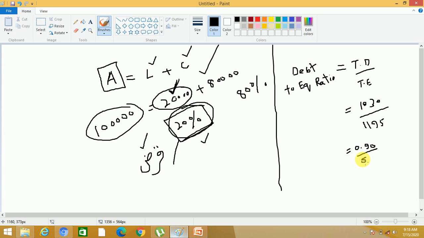If your equity is $1, your debt is 0.90. If your total assets are equal to 1.90, out of this 1.90, $1 is equity and $0.90 is basically debt.